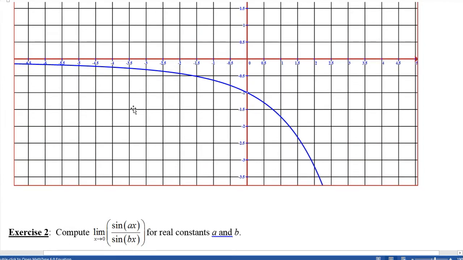Now, how about another example? This one is actually not just one example, but a whole family of examples. Compute the limit as x goes to 0 of sine of ax over sine of bx, where a and b are any real number constants. Okay, so see if you can work this one out. When you get finished, come back and check your work. Press pause now.